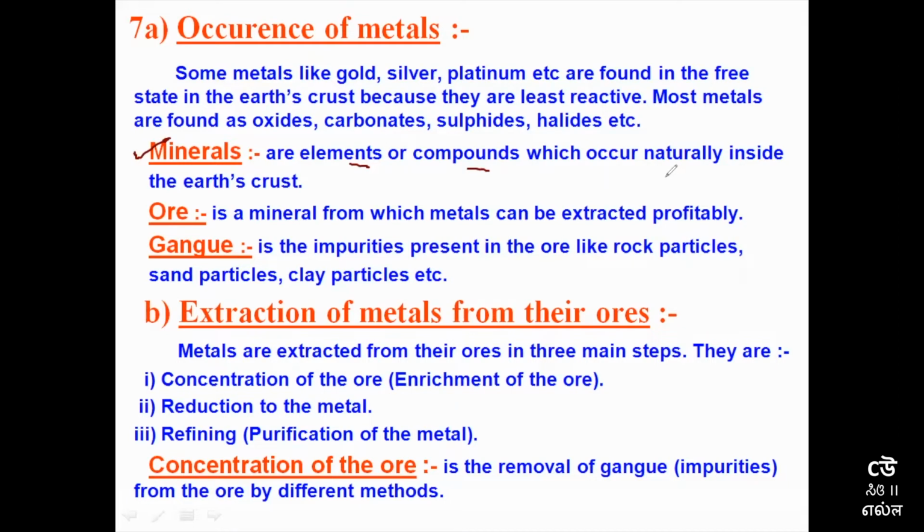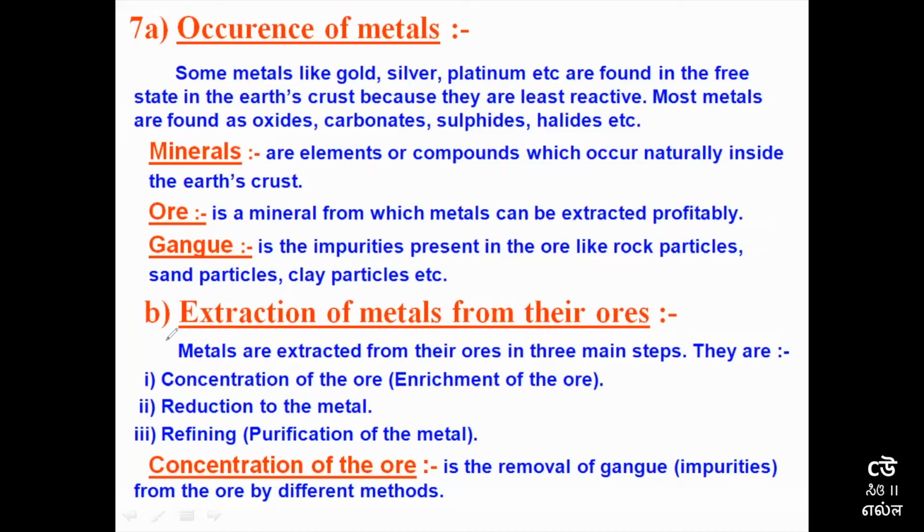Talking about ore, ore is again a mineral from which metal can be extracted profitably. And lastly, gangue is the impurities which are there in the ore, like rock particles, sand particles, or clay particles. Since these metals are extracted, they are going to have some impurities in there. It can be a rock particle, a sand particle, anything. These impurities are called gangue. Ore means a mineral from where metal can be extracted. And minerals are elements or compounds which occur naturally inside the earth crust. So this was all about the occurrence of metals.